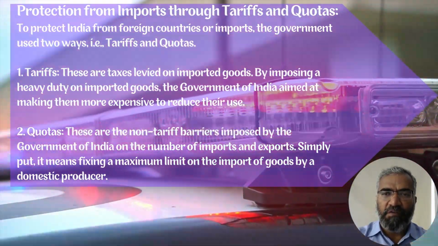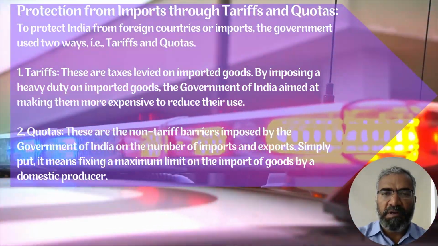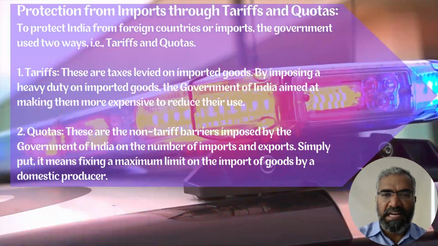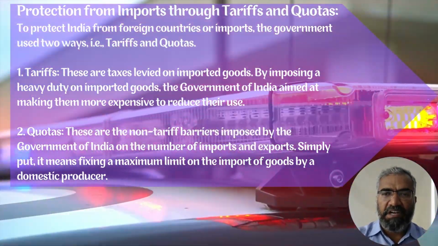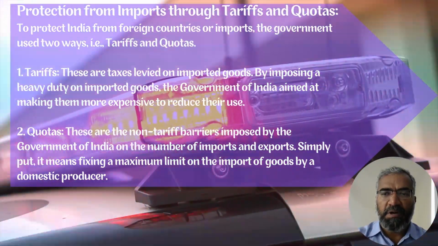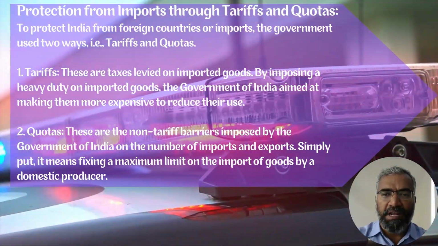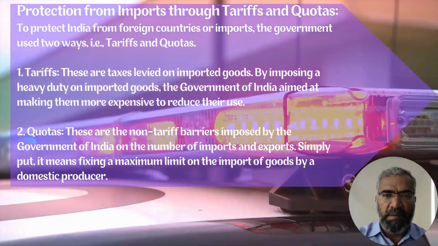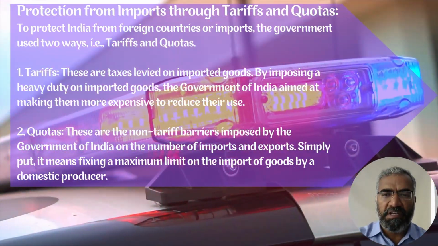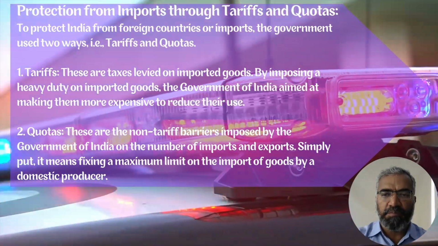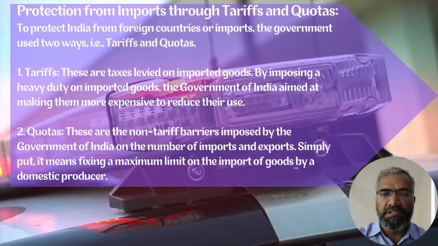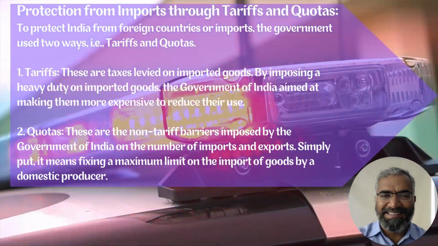To protect India from foreign countries or imports, the government used 2 ways, that is, tariffs and quotas. Number 1, tariffs. These are taxes levied on imported goods. By imposing a heavy duty on imported goods, the Government of India aimed at making them more expensive to reduce their use. Number 2, quotas. These are the non-tariff barriers imposed by the Government of India on the number of imports and exports. Simply put, it means fixing a maximum limit on the import of goods by a domestic producer.